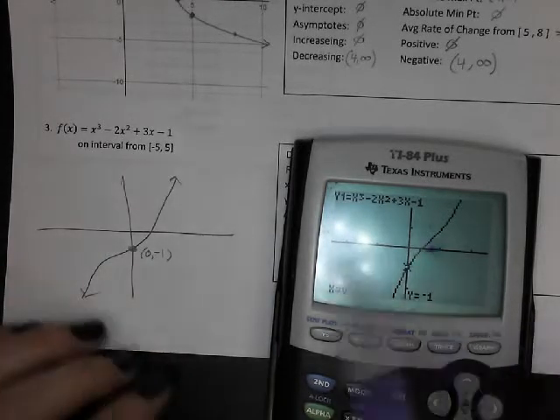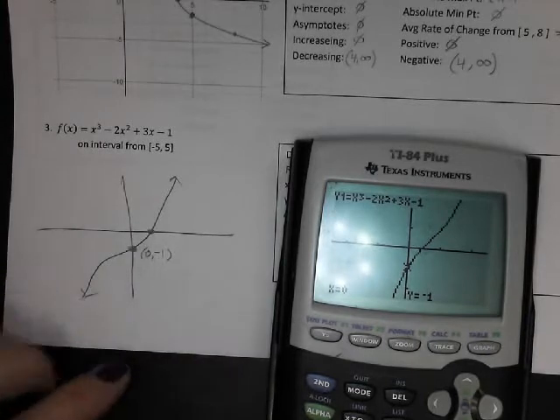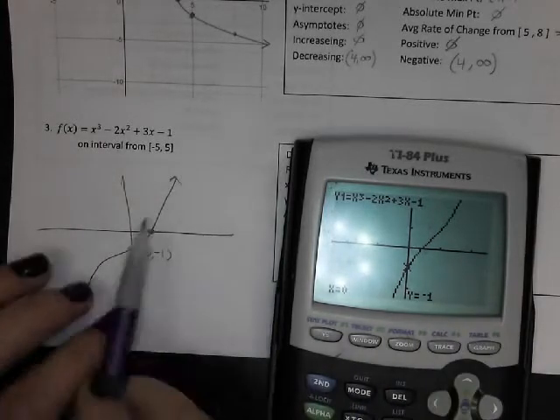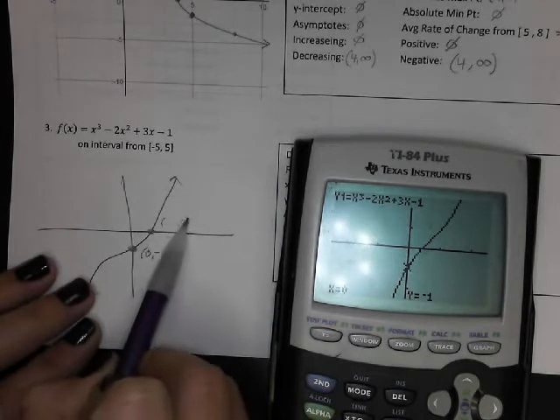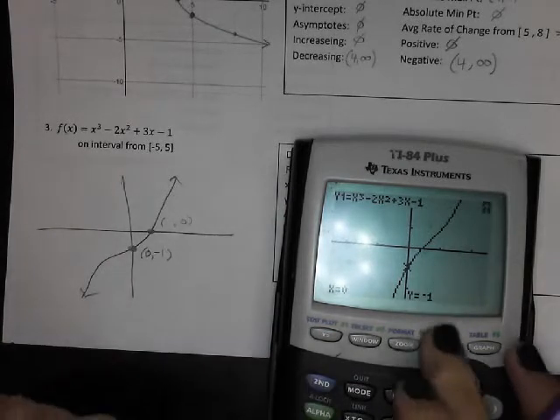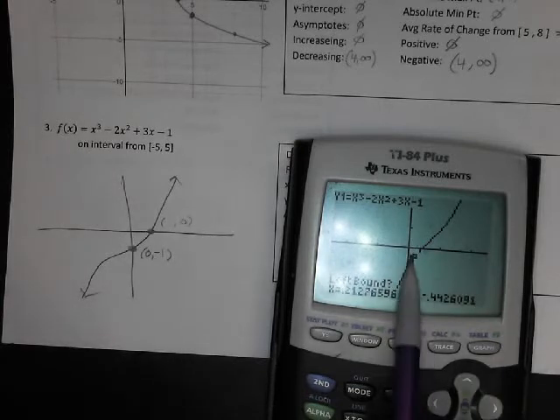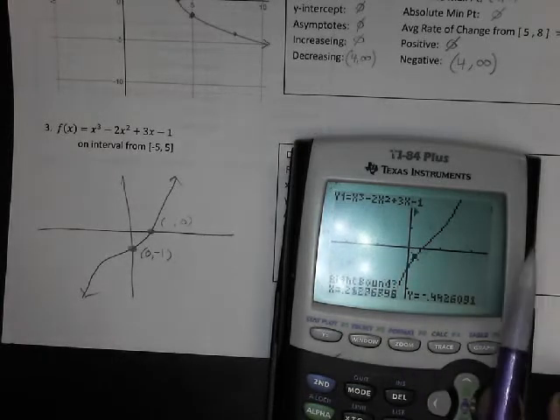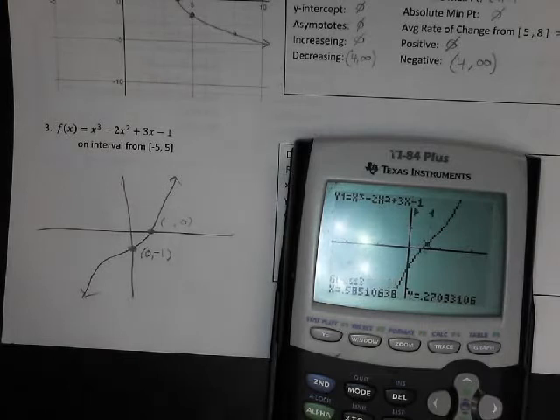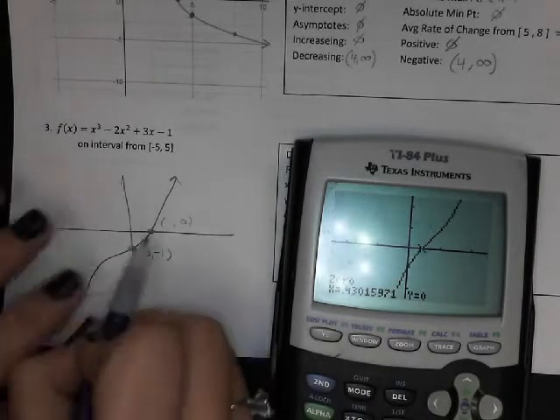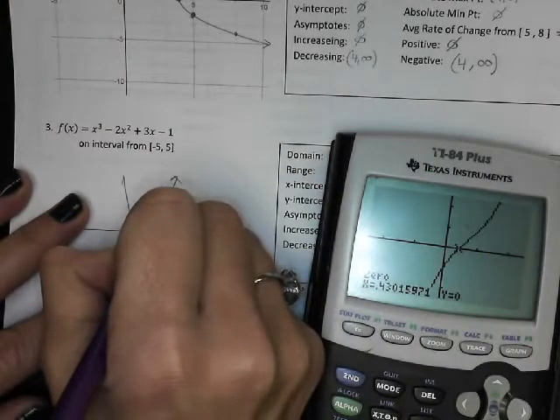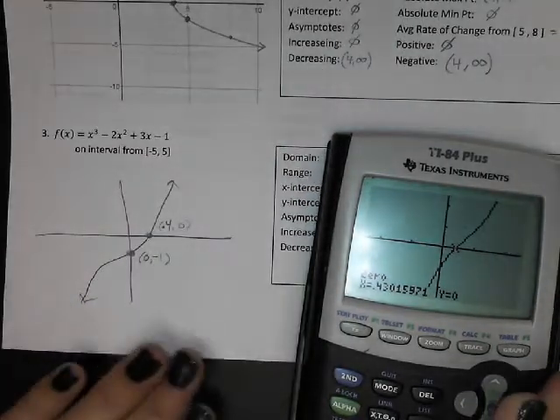And then I also want to know this one, which is the x-intercept. I don't have a value where I can plug in a y of 0, but I do have the root feature, so looking in the 0 feature. So looking for the 0, get your cursor to the left of that point, great. Get it to the right bound of that point, great. And then enter will tell you 0.43. We'll just go with 0.4.